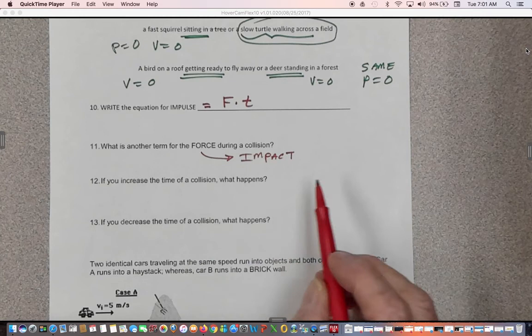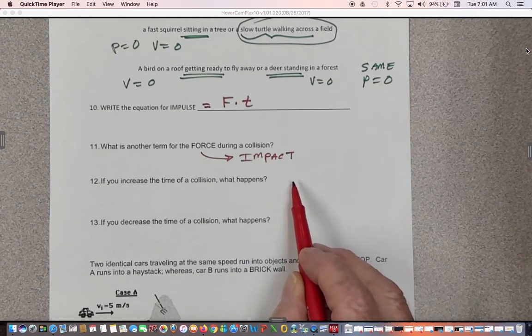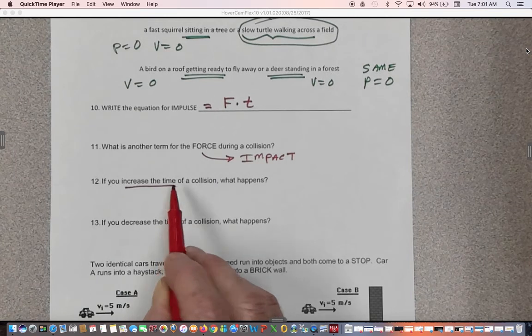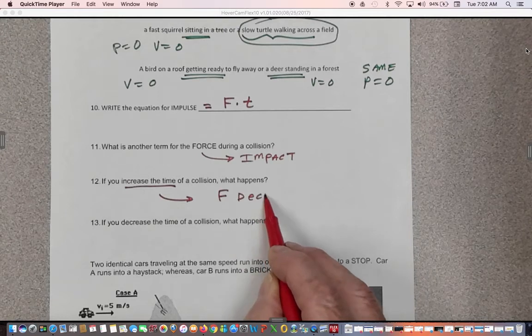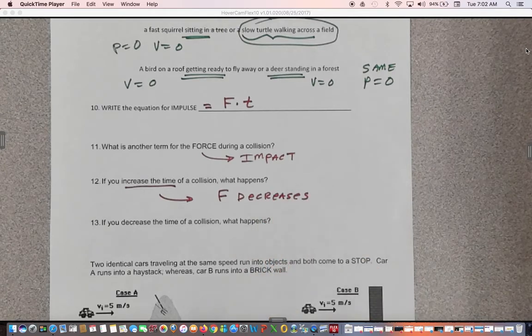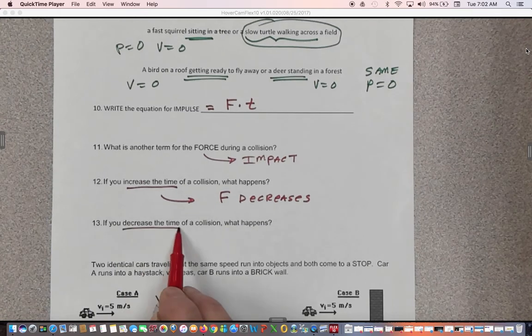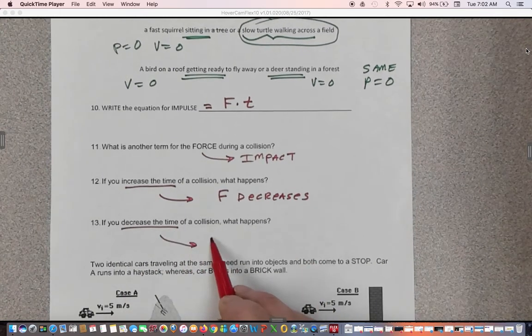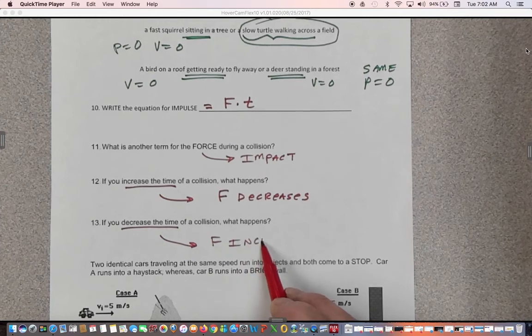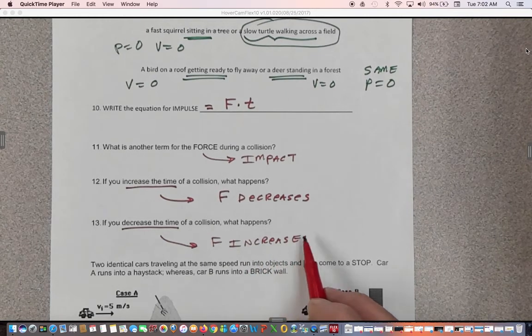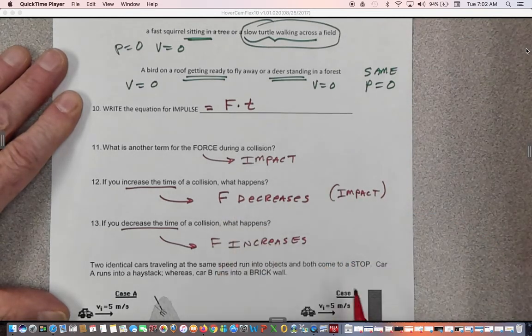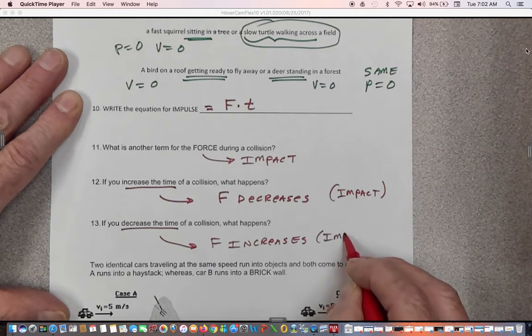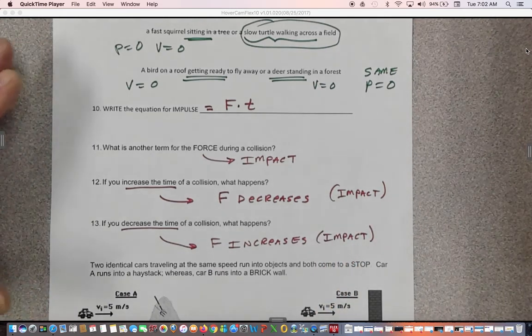During any collision, your impulse is kind of set. It's constant. Here's a rule. If you increase time, force decreases. On the other hand, if you decrease time, force increases. And another word for force is impact. The impact will decrease or the impact will increase. Remember, impact is another word for force.